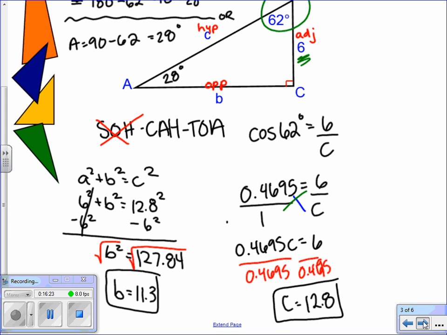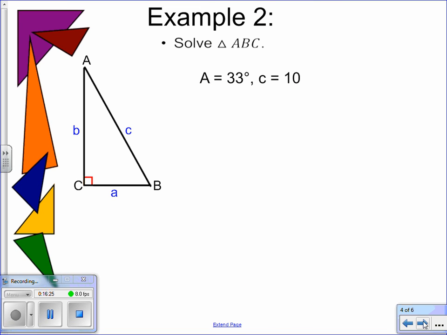Okay, in the next example, this is what your homework assignment problems are going to look like. Notice that this is set up just a little bit differently. I don't already have the triangle labeled for you. So in the book, it's going to say, use this triangle for all the problems. Triangle A, B, C.